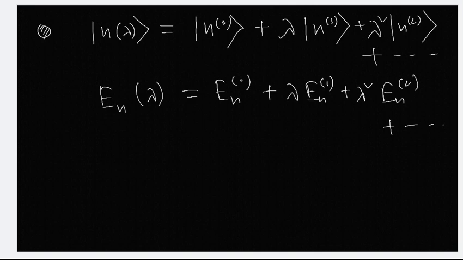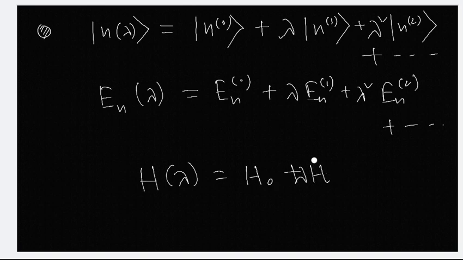Also you have H of lambda equal to H naught plus lambda H prime. So assembling those relations, you can put these outcomes in the Schrodinger equation, and you will find En1, En2.